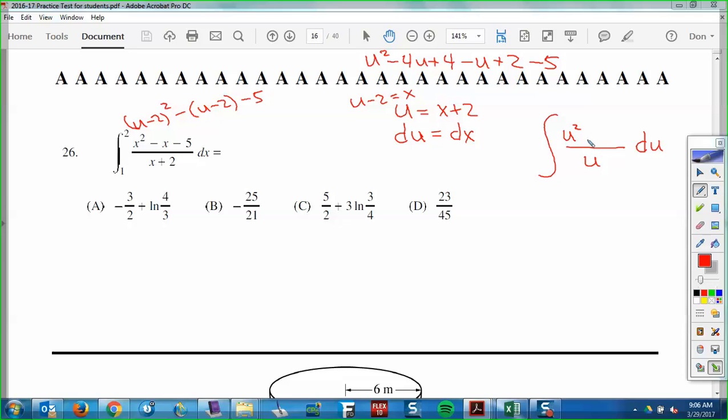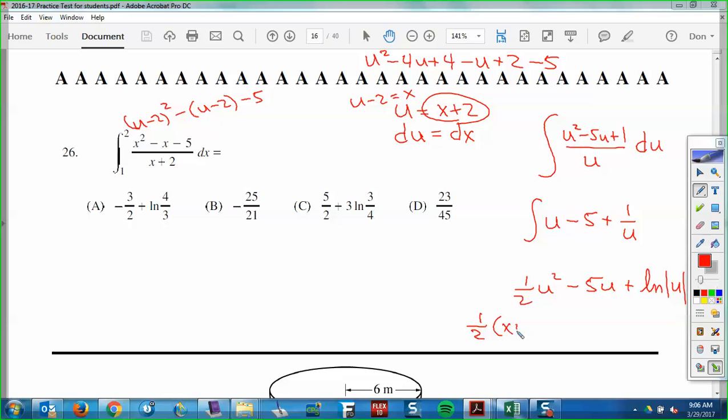So that's going to be u squared minus 5u plus 6 minus 5. Oh, I forgot the 2. Plus 1. And now split it up. So now you're going to have u minus 5 plus 1 over u. So that's 1/2 u squared minus 5u plus ln u. Now you got a choice. You can either go back to your x's. Let's do that. x plus 2 squared over 2 minus 5 times x plus 2 plus ln x plus 2.